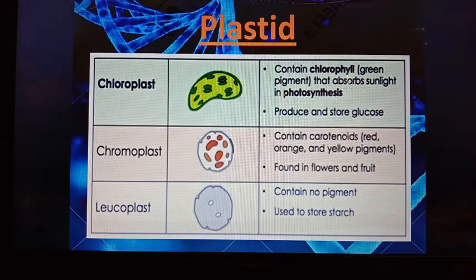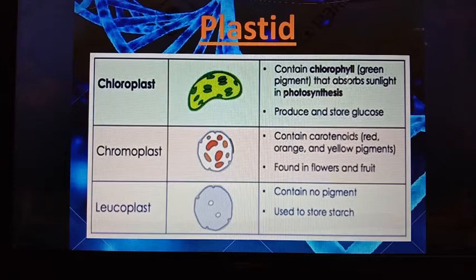Next is leucoplast. These are colorless plastids as they don't contain any of the pigments. They are mainly present in roots and modified stems. Their function is to store the food in the form of starch.